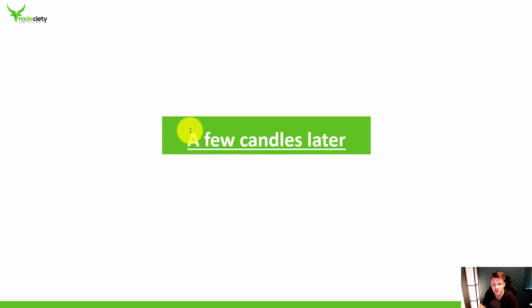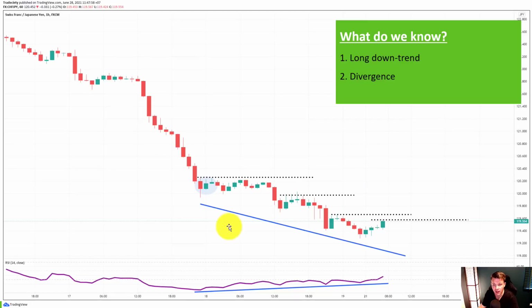So let's fast forward a few candles. And what do we see now? This is the first time that we paused. Now we have a very nice RSI divergence. You can see the price kept making lower lows and lower highs. The RSI is giving us a divergence. That's great. Now what do we have?